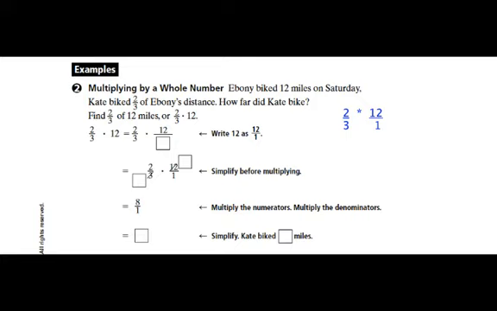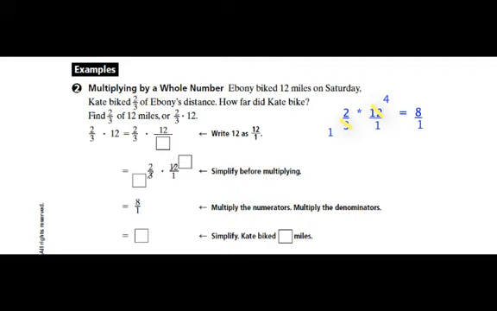Can you cross-cancel anything? Yes, we can. We can cross-cancel the 3 and the 12. 3 goes into 3 1 time. 3 goes into 12 4 times. So now you have 4 times 2, which is 8, and 1 times 1, which is 1.